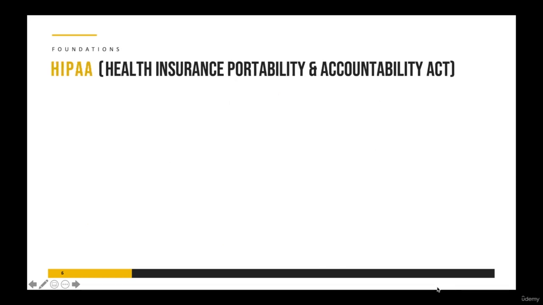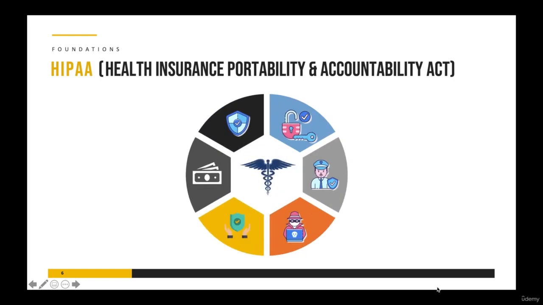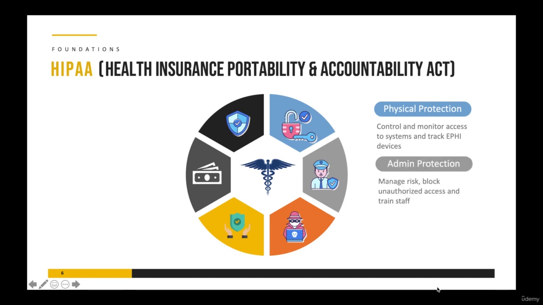Next is HIPAA, Health Insurance Portability and Accountability Act, and here are the salient features of HIPAA. The first one is physical protection. Companies must control and monitor access to systems and track electronic personal health information devices. The second one is admin protection. Companies must manage risk. They must block unauthorized access and train staff in order to do so.